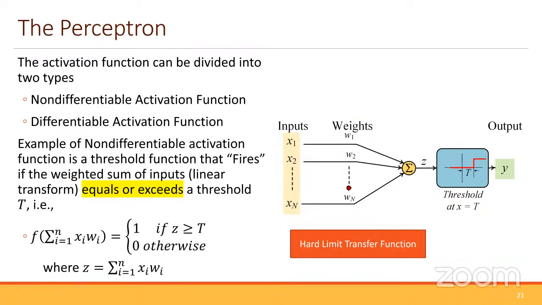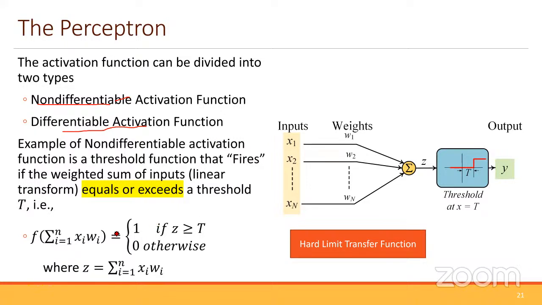So the activation function that we are talking about here basically defines the relationship between your input and your output. The activation function can be divided into two types: non-differentiable activation function or differentiable activation function. The non-differentiable activation function here is basically a hard limit transfer function. We call it hard limit transfer function.